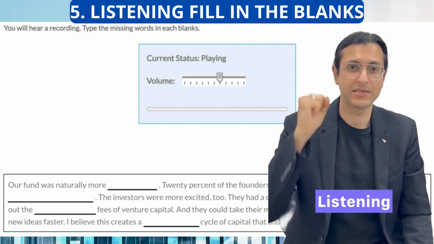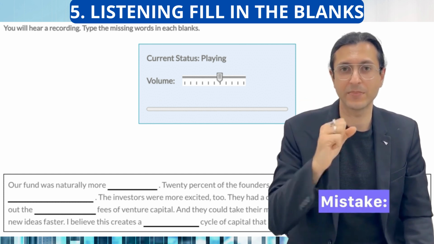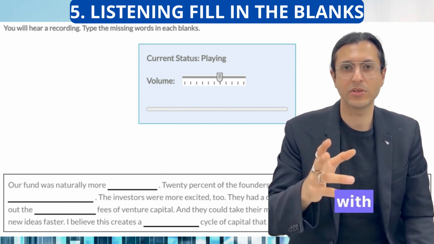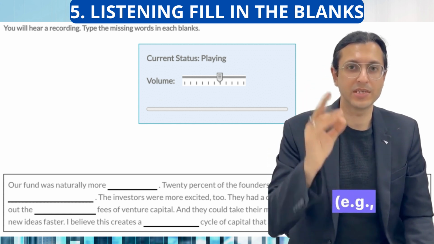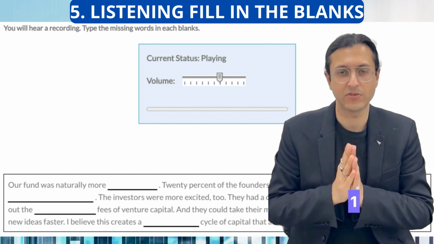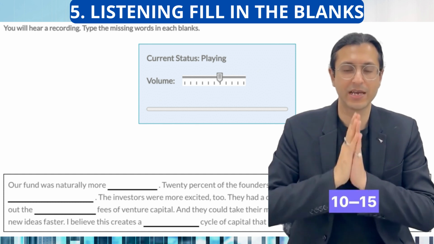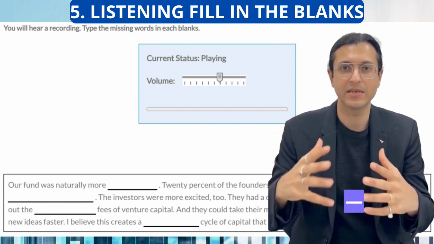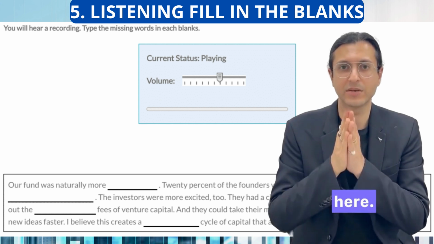5. Listening: Fill in the Blanks. Mistake: typing the right word with the wrong spelling or verb form, e.g. run instead of running. Each wrong blank is 1 full mark lost, and there are 10 to 15 blanks. Easy to lose 10 plus marks here.